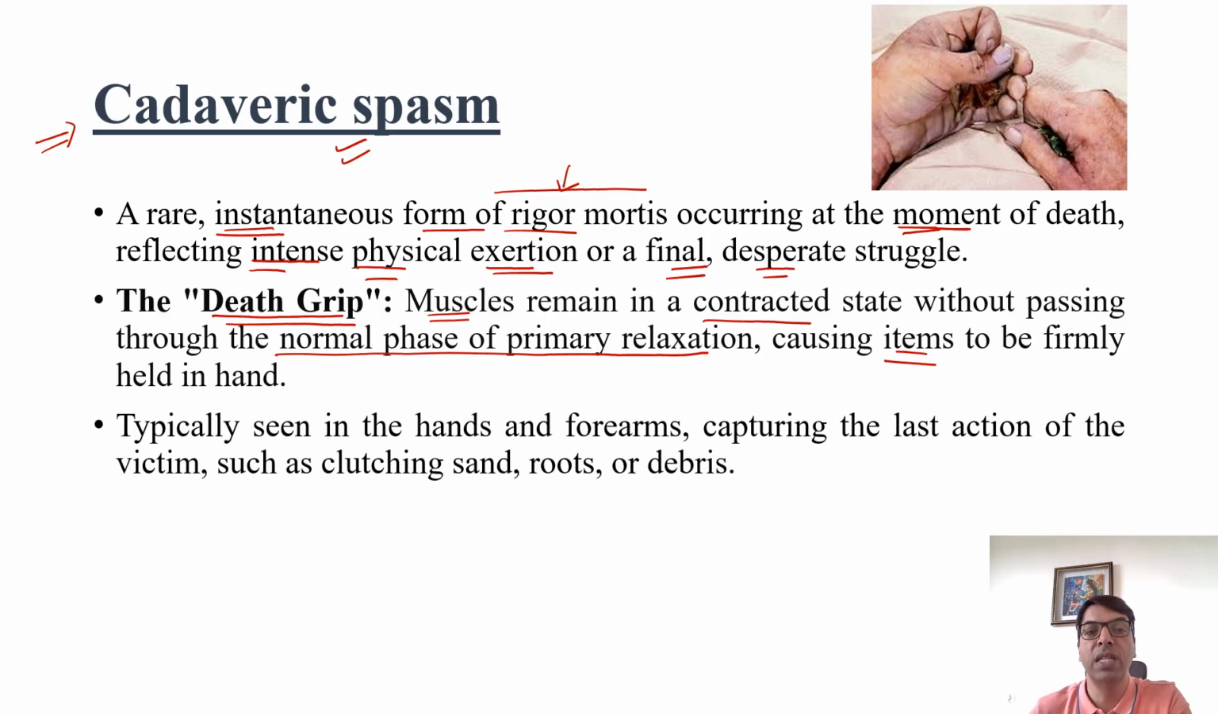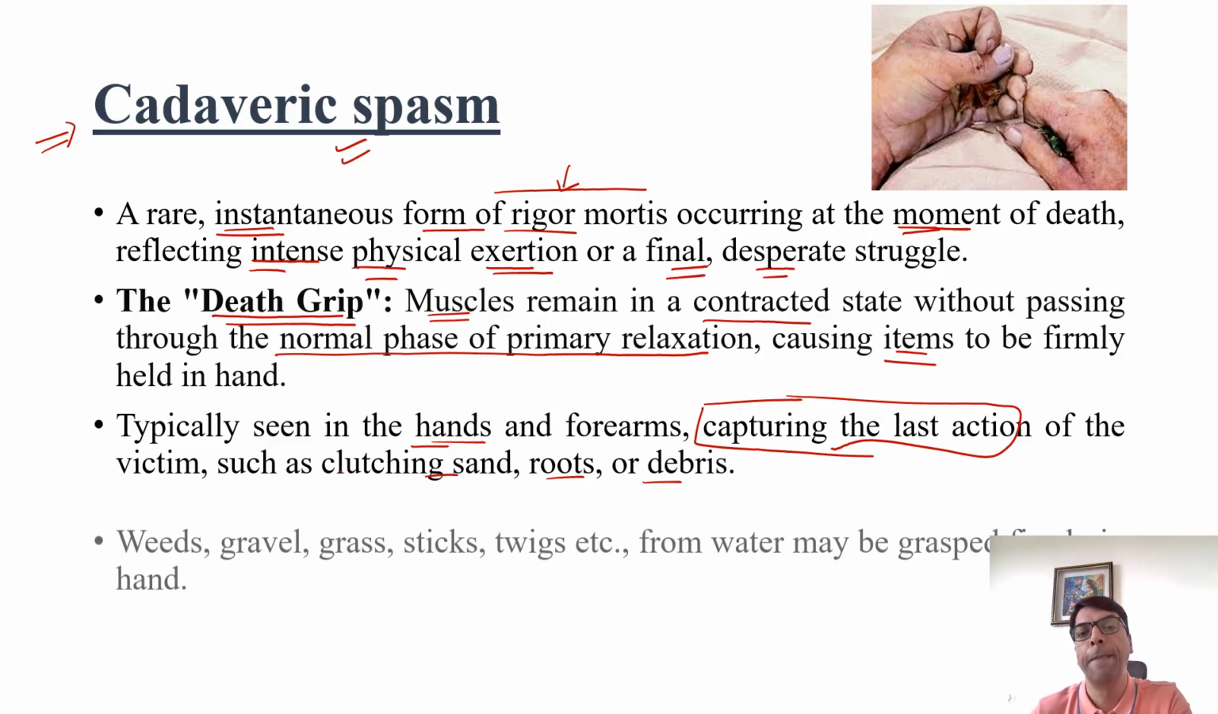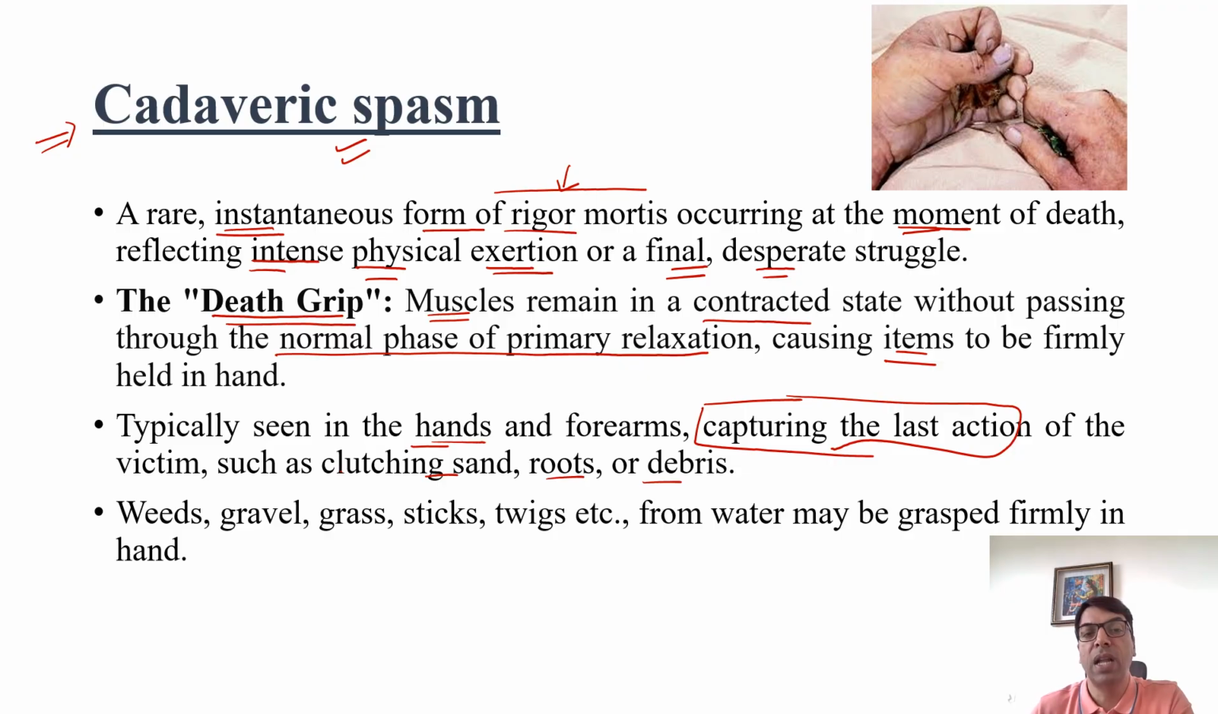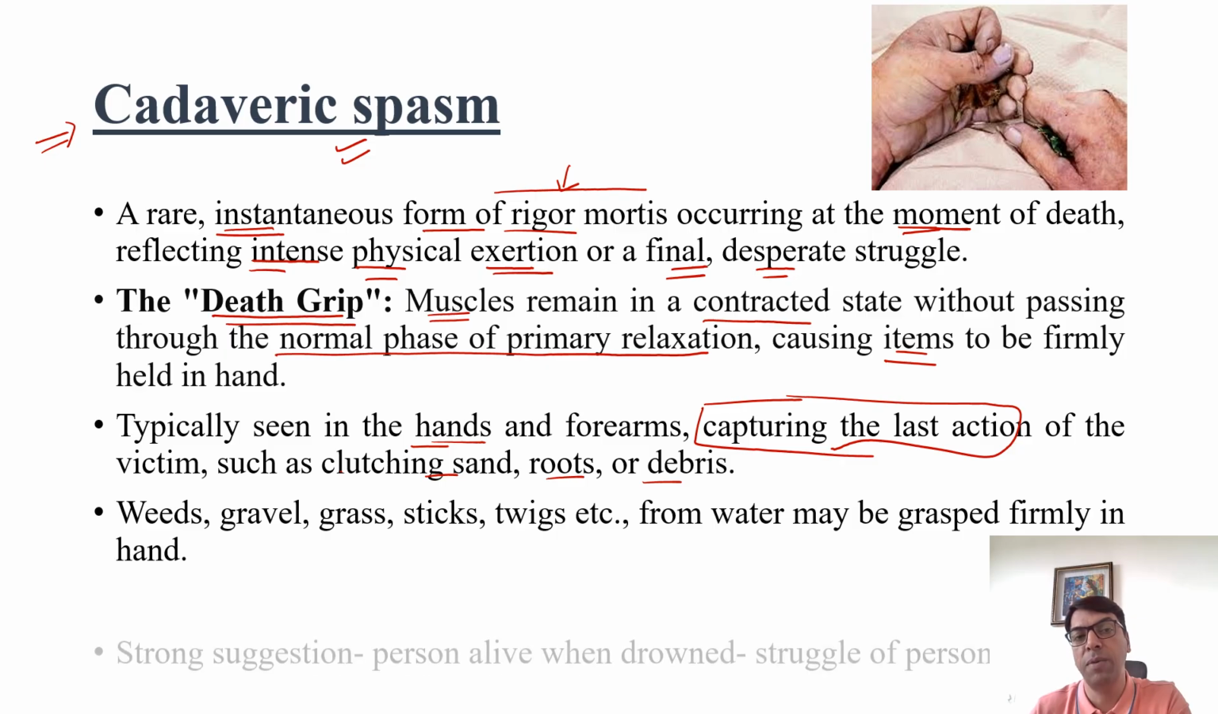It is typically seen in the hands and forearm, which are trying to hold something when the body is drowning, and captures the last action. This cadaveric spasm shows the last action of the individual, such as clutching sand, root, or debris. It means whatever comes in the hand of the individual, he'll try to capture. Weeds, gravel, grass, sticks, twigs, anything from the water may be grasped firmly in the hand in an attempt to come out of the water and save himself.